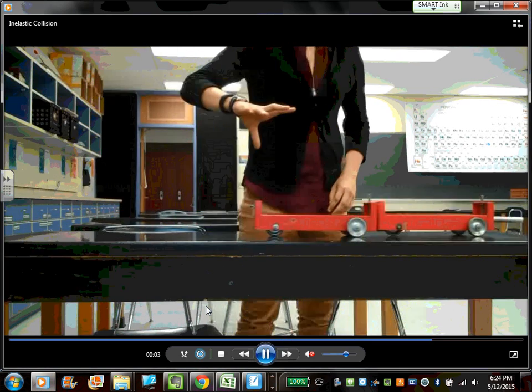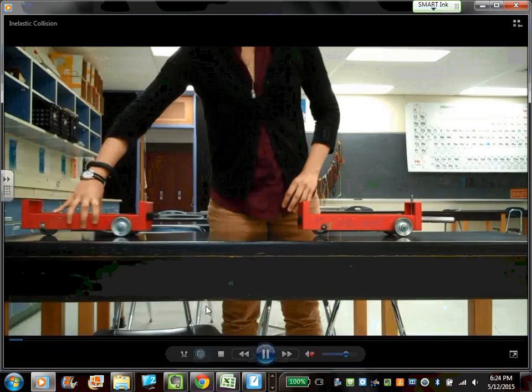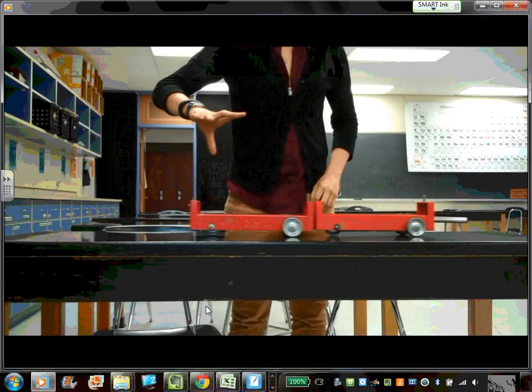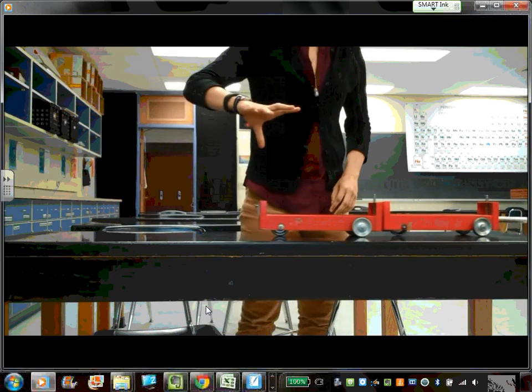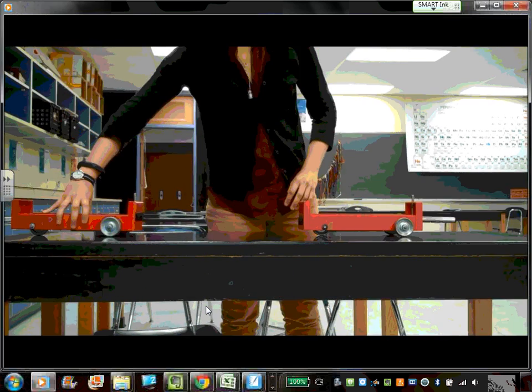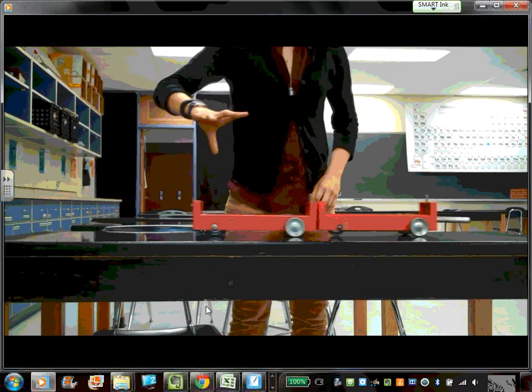So here we have an example of an inelastic collision. It's the same two carts that you guys were using before, but now I'm using the Velcro on the ends instead of the plunger. And what we see is that one cart is stationary, one cart is moving, and they come together, and in this collision, they actually stick to one another. So there is no bouncing here.